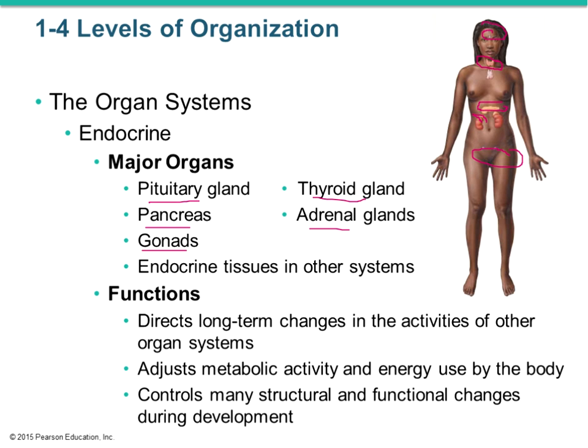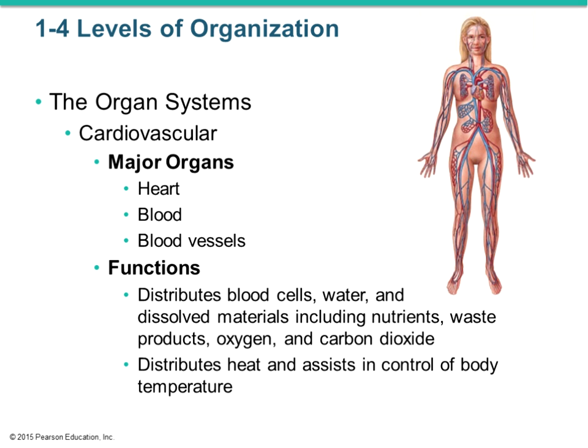So anyway, a lot of these endocrine organs secrete hormones, and hormones are messages sent to other parts of the body that direct long-term changes and activities of other organ systems. They alter metabolic activity of a given target, and so we'll look at all of those endocrine organs and the hormones they secrete and how they work as our last organ system for A&P1.